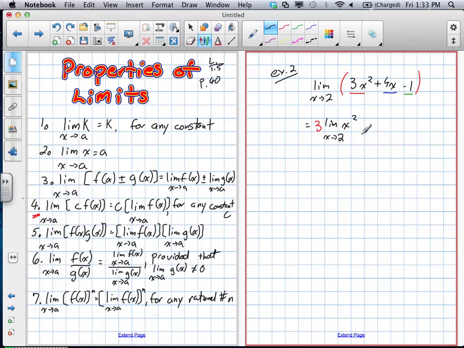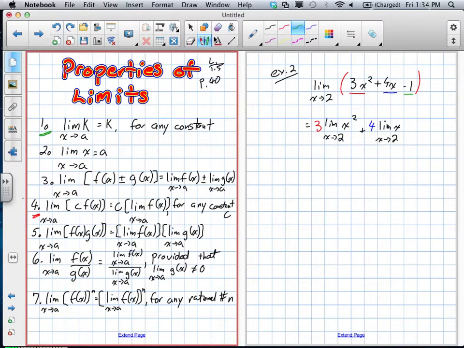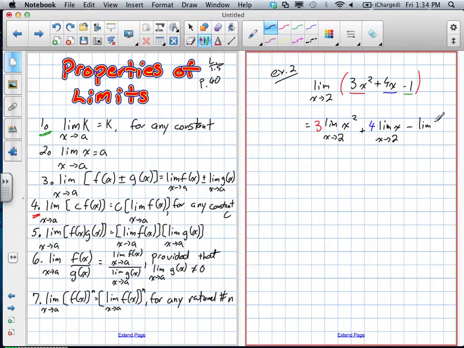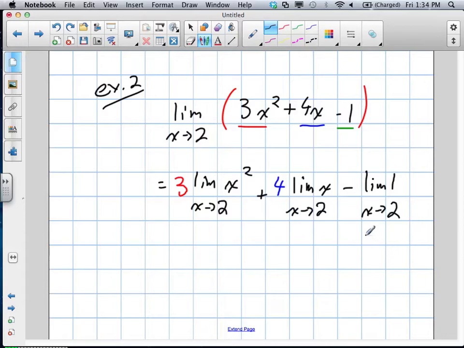Our next point is, again, same idea, very similar to number 4. We're going to move the number 4 to the outside, and we're just going to evaluate the limit of x as x approaches 2. And finally, our third term is actually similar to the first rule we had there. Because it's a constant number, we're just going to go for the limit. So we're going to be subtracting the limit of 1 as x approaches 2. Okay? So we've related those to our rules over here.